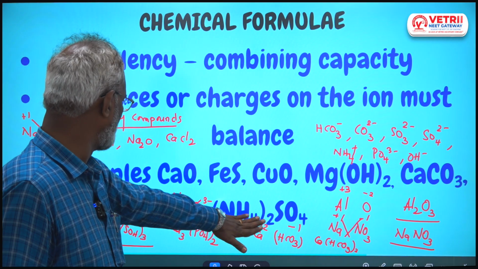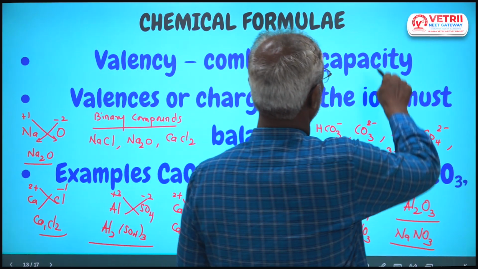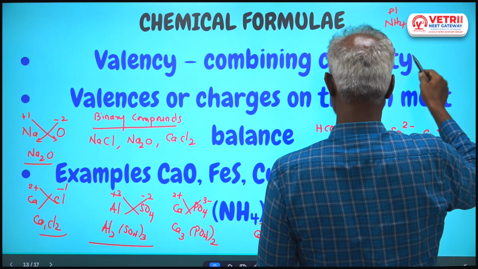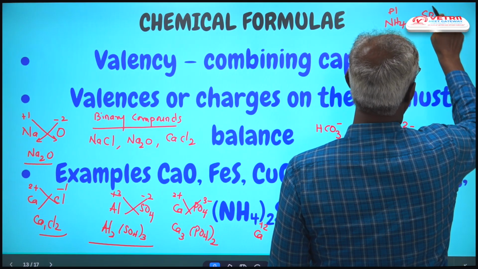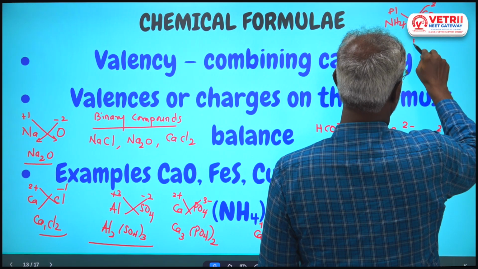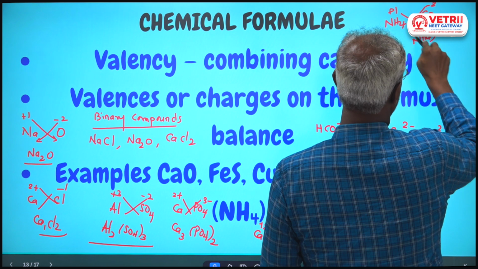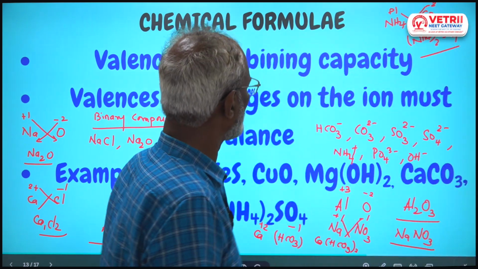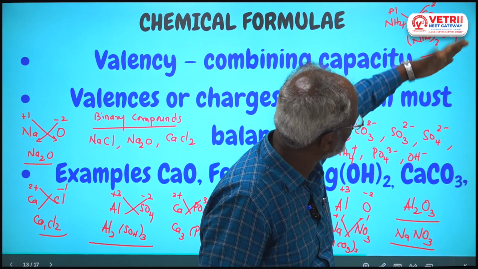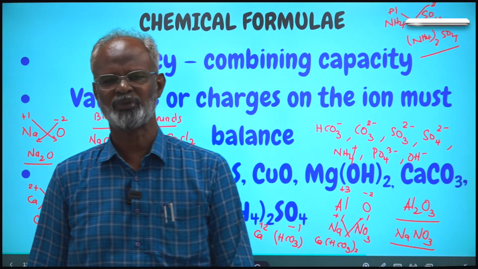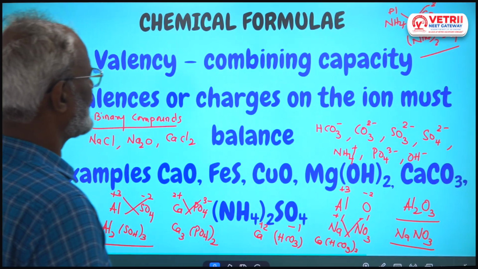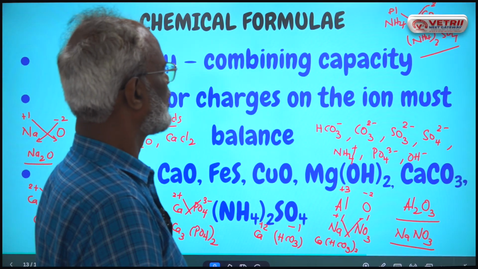Then you have ammonium sulfate. I'll write here ammonium NH4, with plus 1, then sulfate SO4 minus 2. If you cross, you get (NH4)2SO4, which is ammonium sulfate. Here the whole ammonium ion is taken twice, with one SO4. Likewise, you can try writing chemical formulae for different compounds.